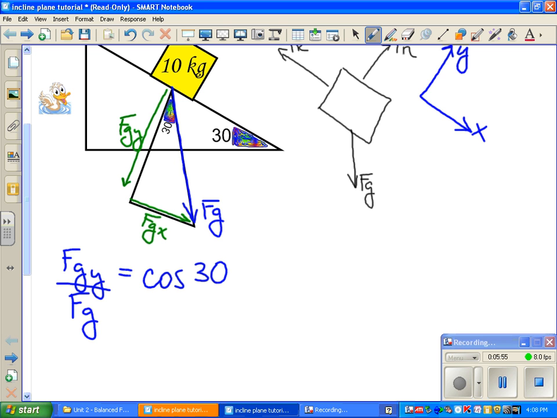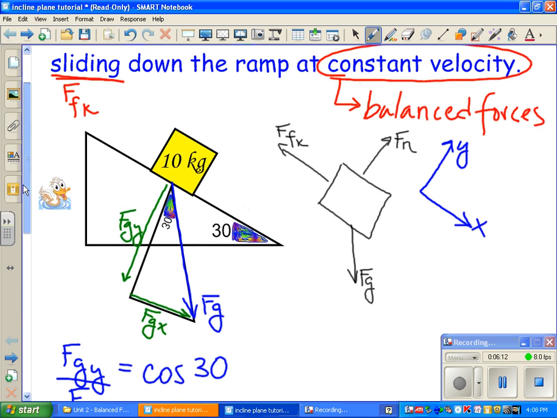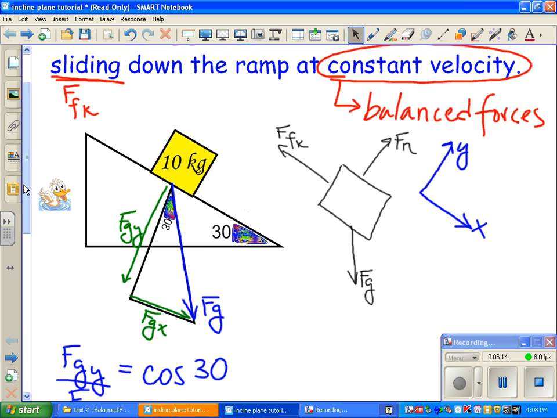So now all I've got to do is some multiplication here. I'm going to bring Fg to both sides. So it looks like Fg y, the y component, is equal to Fg cosine of 30 degrees. It's the exact same angle that was in this bottom corner here, it's just right here now. Ducky says hi, by the way. Hello.